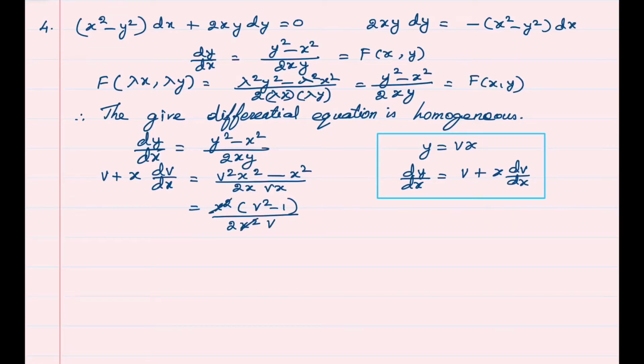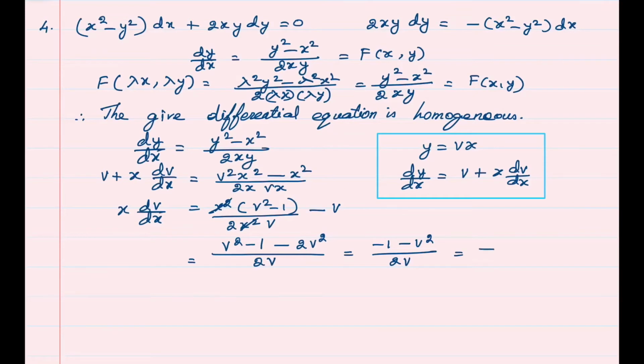Cancel x square. Let us take this v term to the other side. We will take LCM. 2v, the numerator is v square minus 1 minus 2v square, which is minus 1 minus v square divided by 2v. We will take minus sign out. 1 plus v square over 2v. Now we will separate the variables. 2v upon 1 plus v square dv is minus dx upon x.